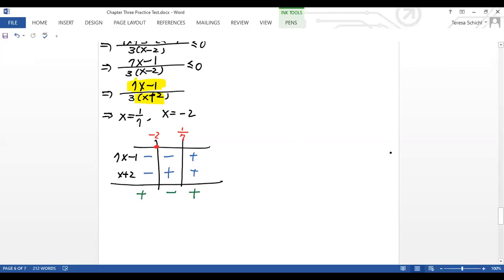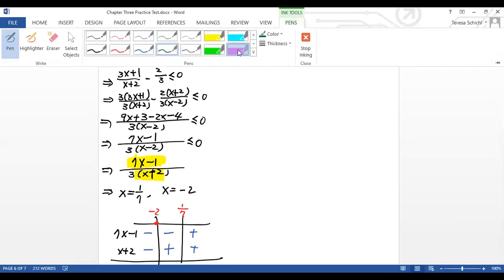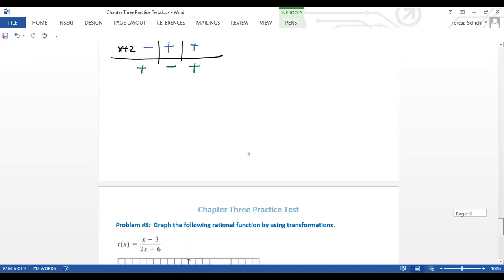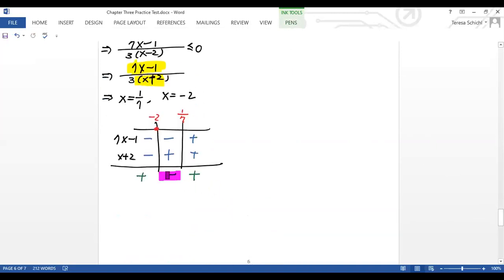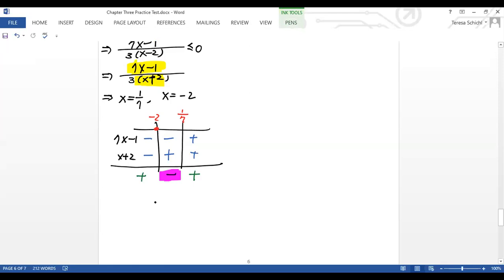So let's go back to check what my original inequality is. Here, the original quotient is less than or equal to 0. So less than is here. Less than or equal to 0, because they do have the equal signs here. So let's put it here. So this is -2 and 1/7. I know if they have the equal sign, I need to use a bracket, right? So for 1/7, I use a bracket.